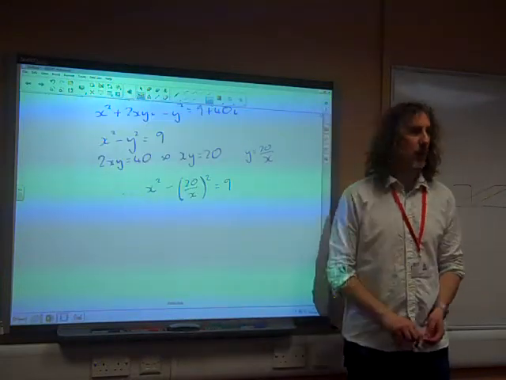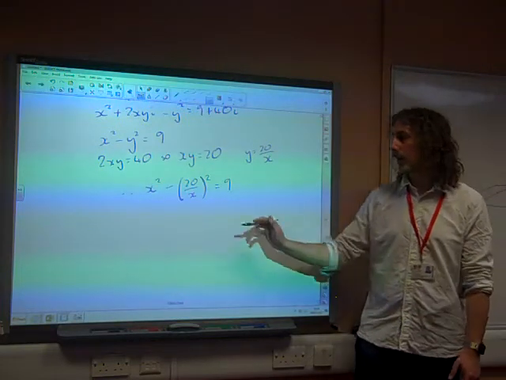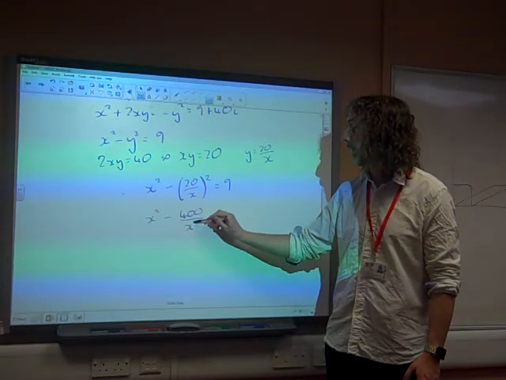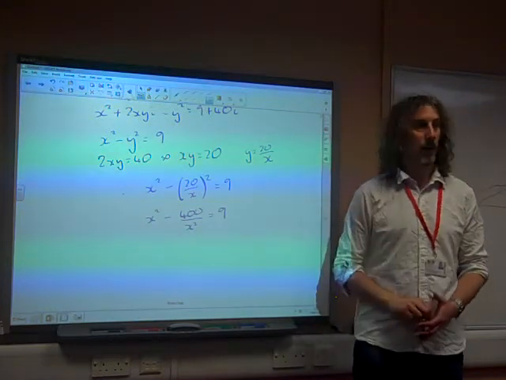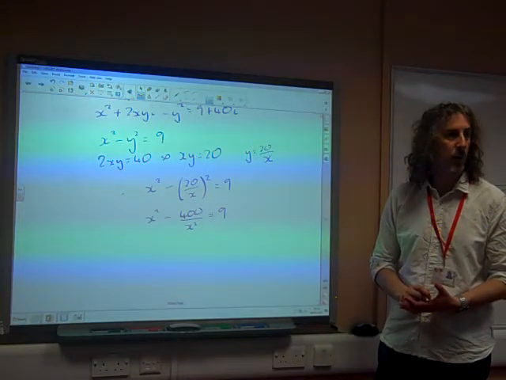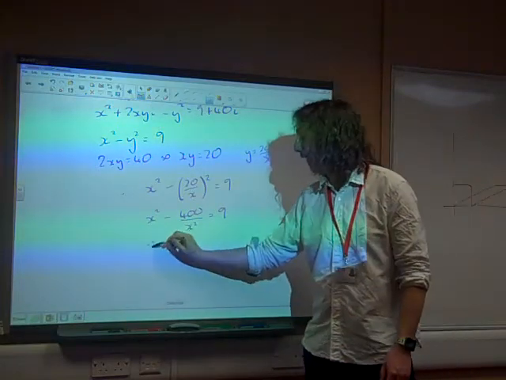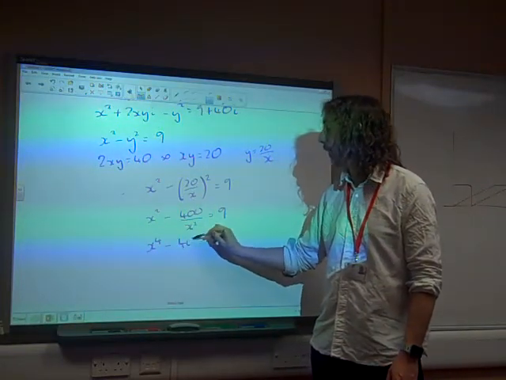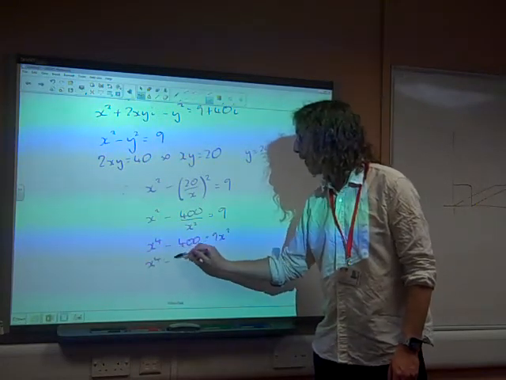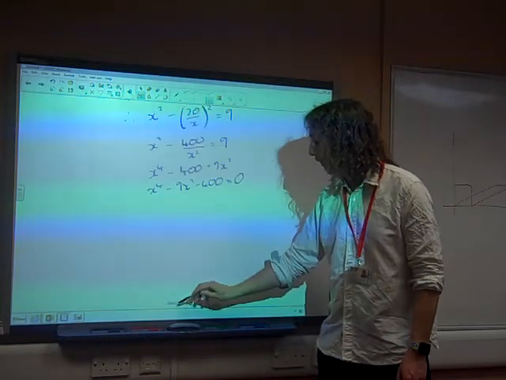Be really careful because it's easy to drop marks just through little mistakes as you go through this. So here, x squared minus 400 over x squared is 9. It's really easy at that point to forget to square the 20 on the top. Multiplied by x squared, x to the 4 minus 400 is 9x squared, so x to the 4 minus 9x squared minus 400 is 0.